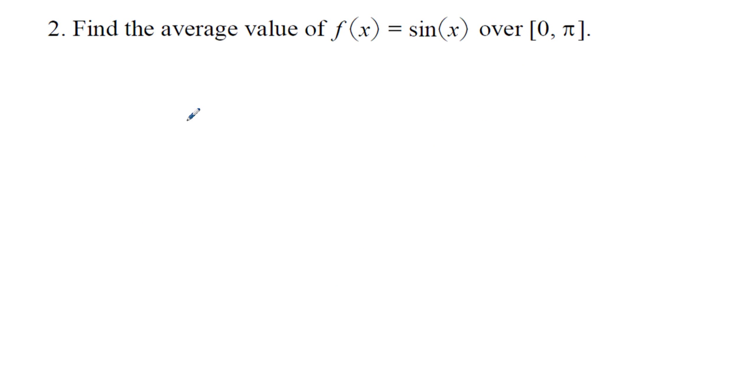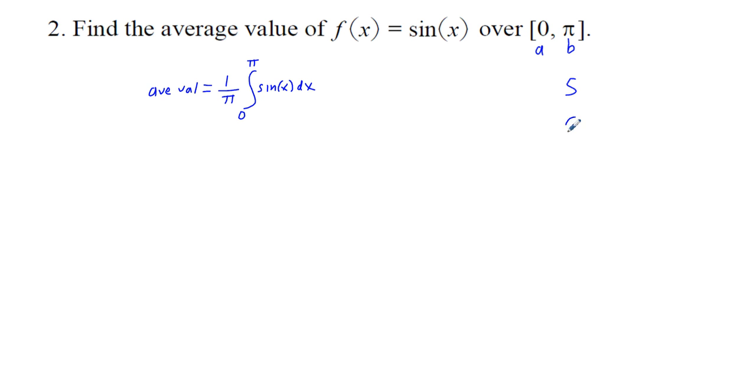Next, problem 2. Find the average value of f of x equals sine x over the interval from 0 to pi. Well, again, we have 0 equals a and pi equals b. So our average value is going to be equal to 1 over b minus a, 1 over pi, times the integral of a function, which is sine x dx. And the limits are from 0 to pi, and that will be it once we figure that out.